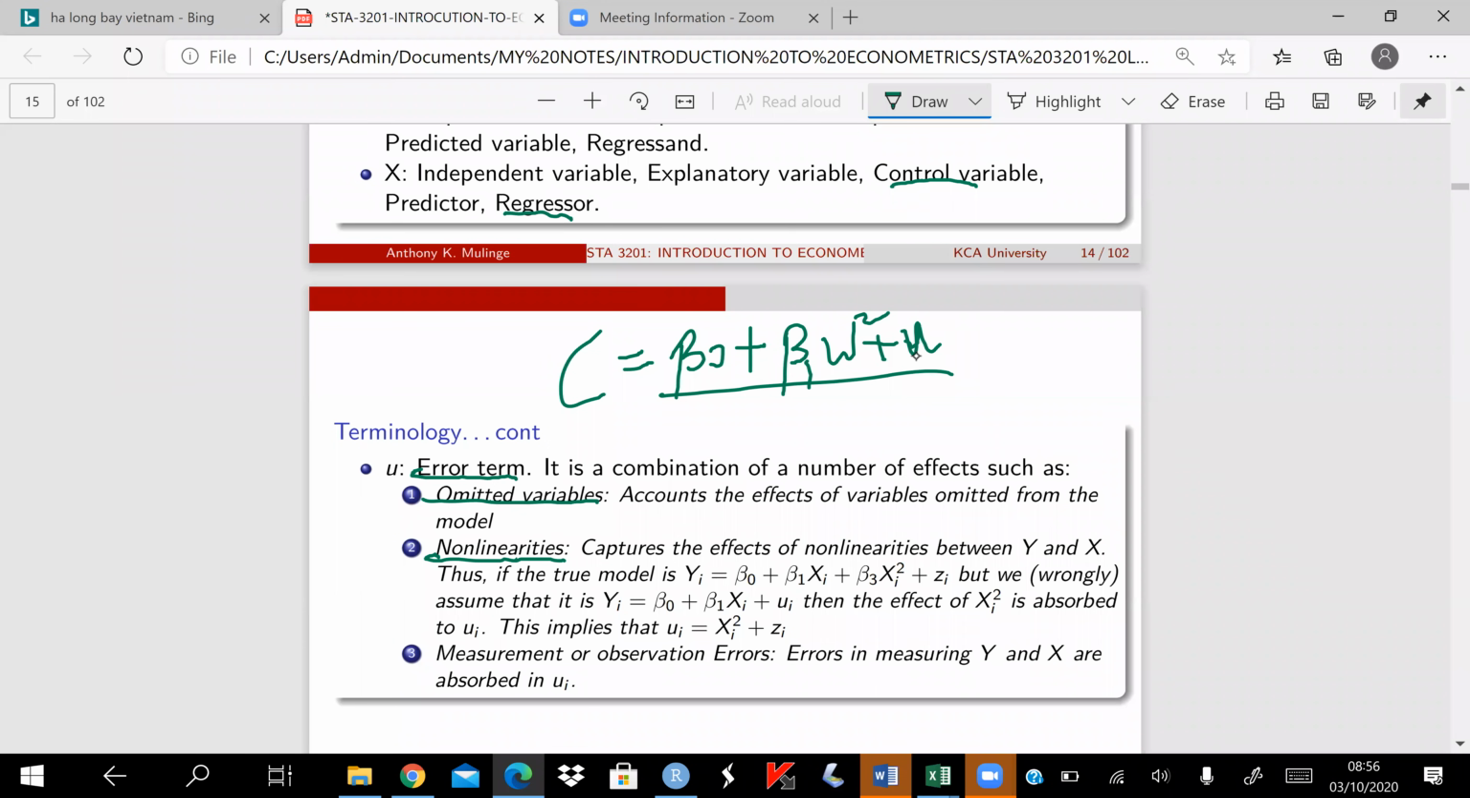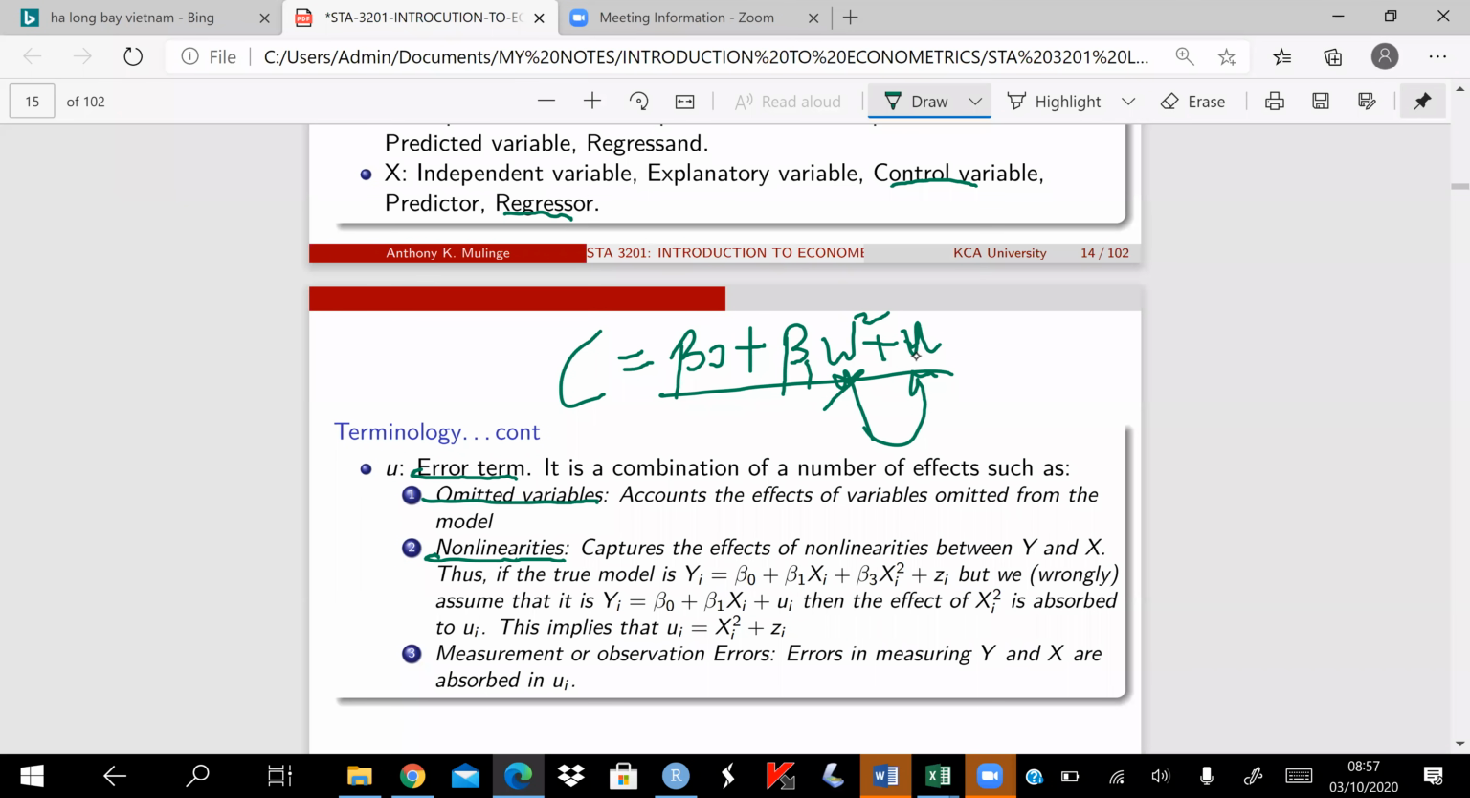So you find that instead of fitting a quadratic model, you fitted a linear model. So in that case, the effect that would have been captured by W squared is lumped up again in the error term. And so you will find that now the error term has some relationship with W, because there's some effect of W which has been lumped up in the error term because it was not well captured.